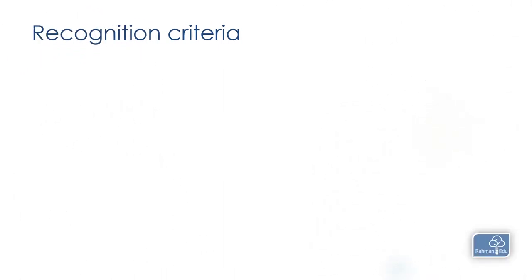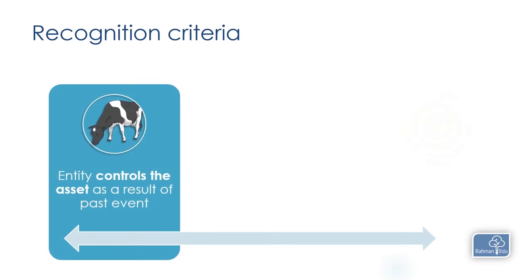Well, how to recognize a biological asset? We have three conditions and all of those three conditions must be fulfilled before you can recognize a biological asset. Number one condition, the entity controls the asset as a result of a past event. Say, you have purchased the cow and so you can now control the cow. The cow has given birth to a baby calf. You control the cow means you now control the baby calf. So condition 1 is fulfilled.